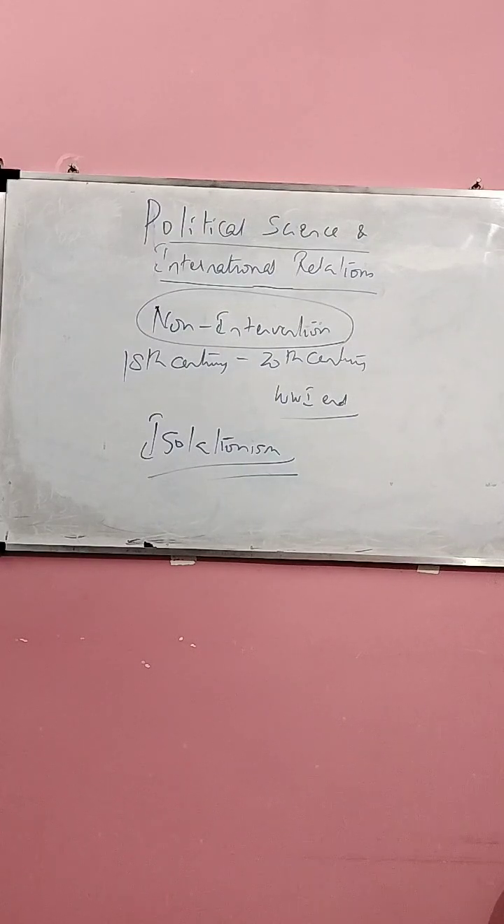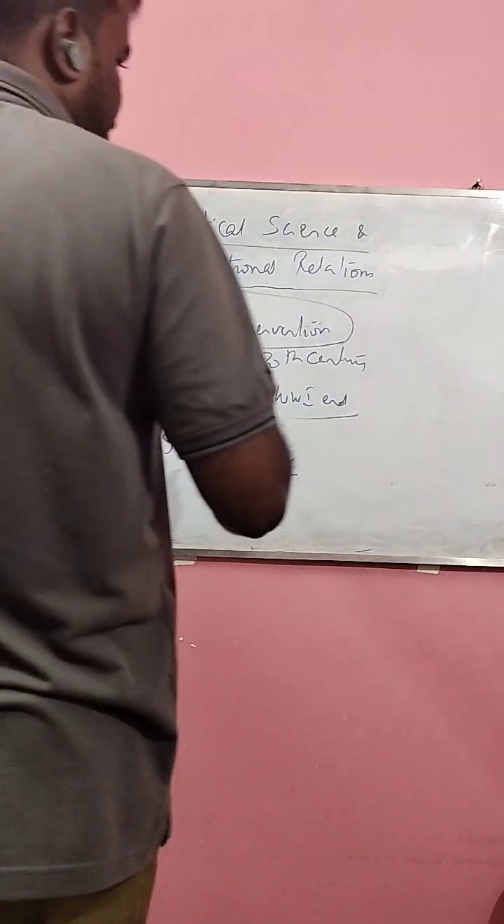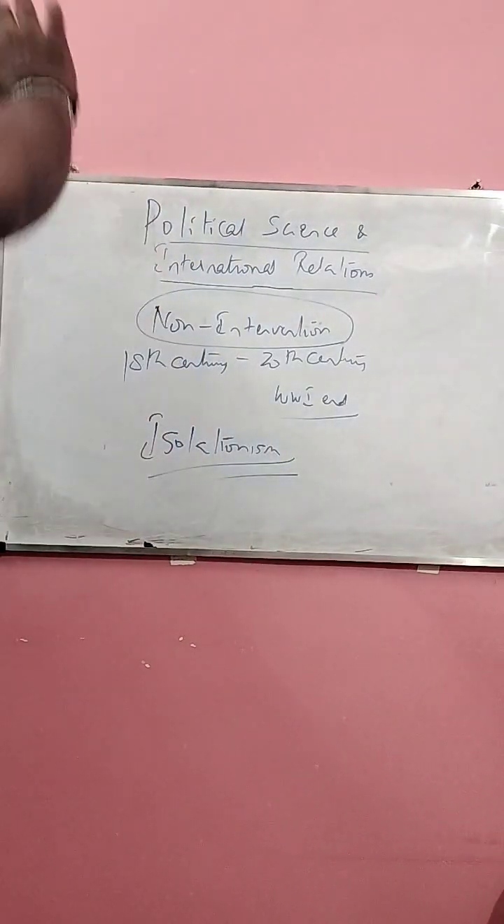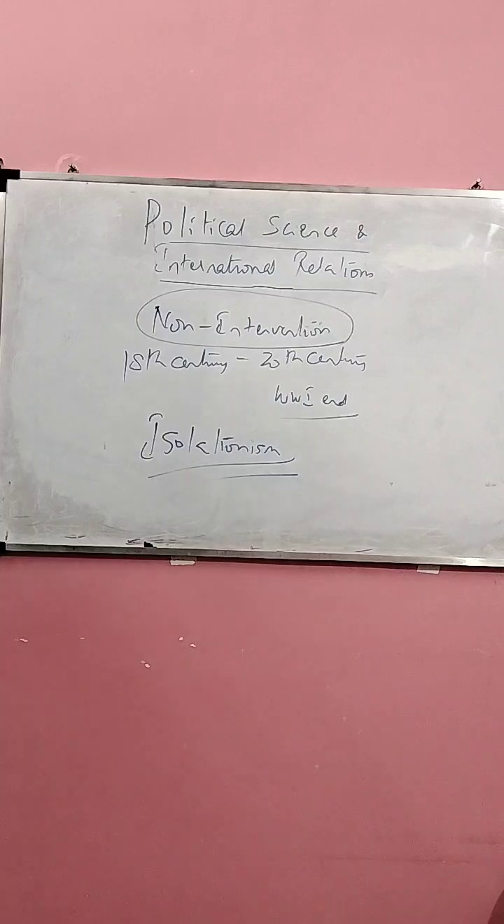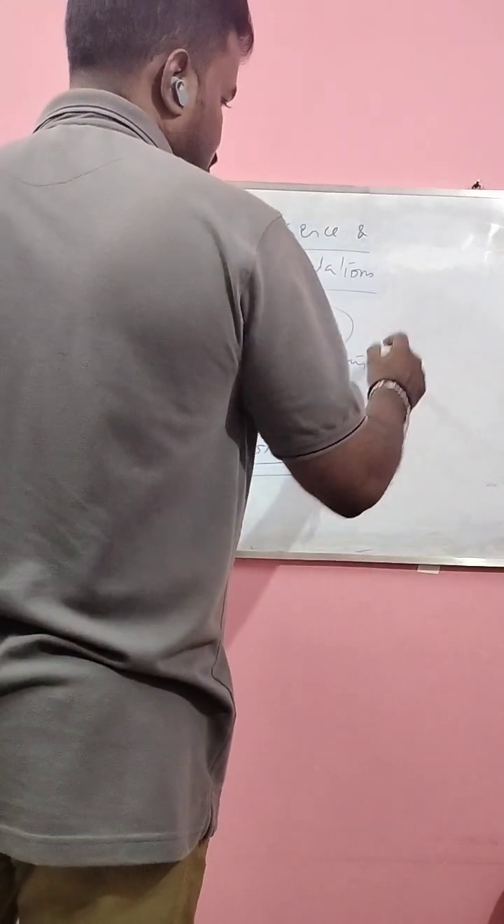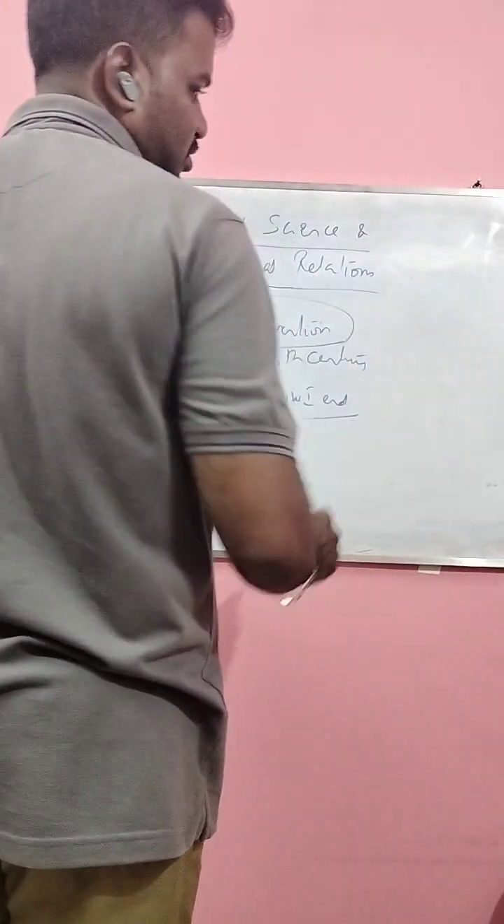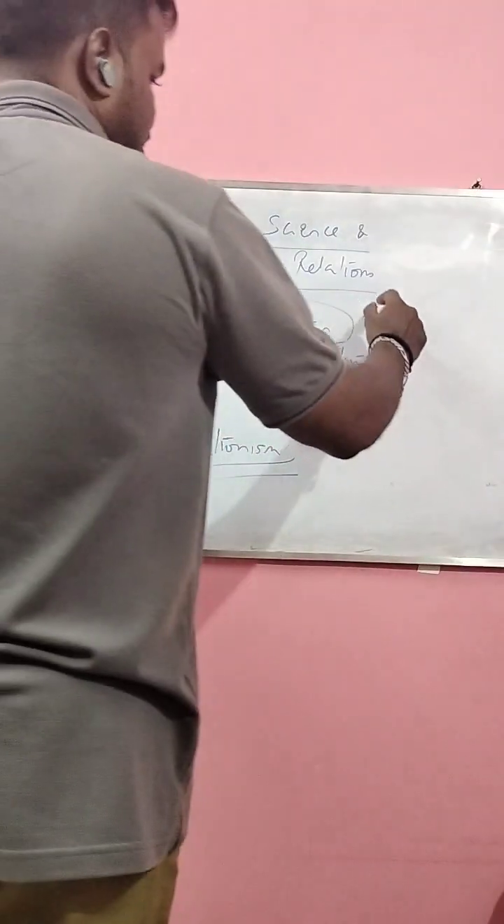During the interwar period, World War I to World War II, the American concept of non-intervention was seen by many as isolationism. Woodrow Wilson wanted to keep US away from the First World War. However, US was forced to become a member of the Allied Powers, also called Entente, in the First World War.